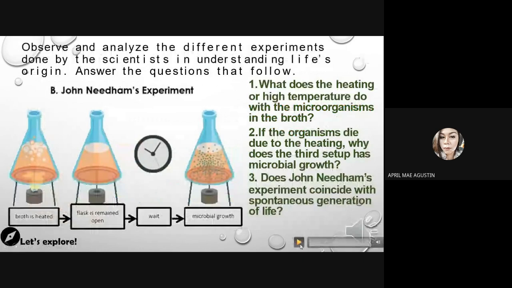Let us observe and analyze John Needham's experiment. What does the heating or high temperature do to the microorganisms in the broth? If the organisms die due to the heating, why does the third setup have microbial growth? Does John Needham's experiment coincide with spontaneous generation of life?